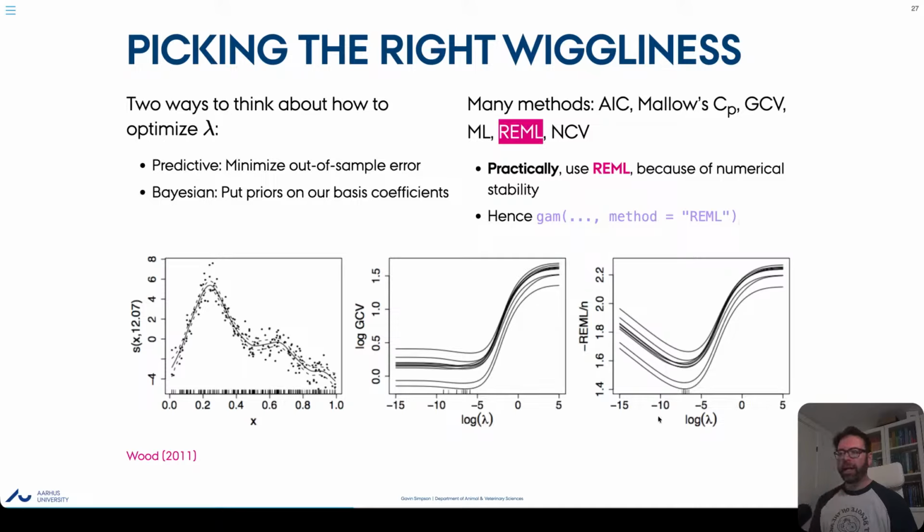And why we suggest that, and why lots of people suggest using REML for doing smoothness selection, is shown in this figure here that comes from one of Simon Wood's papers. It's in the Proceedings of the Royal Statistical Society, B. And what Simon's showing is that he's got some function over here.